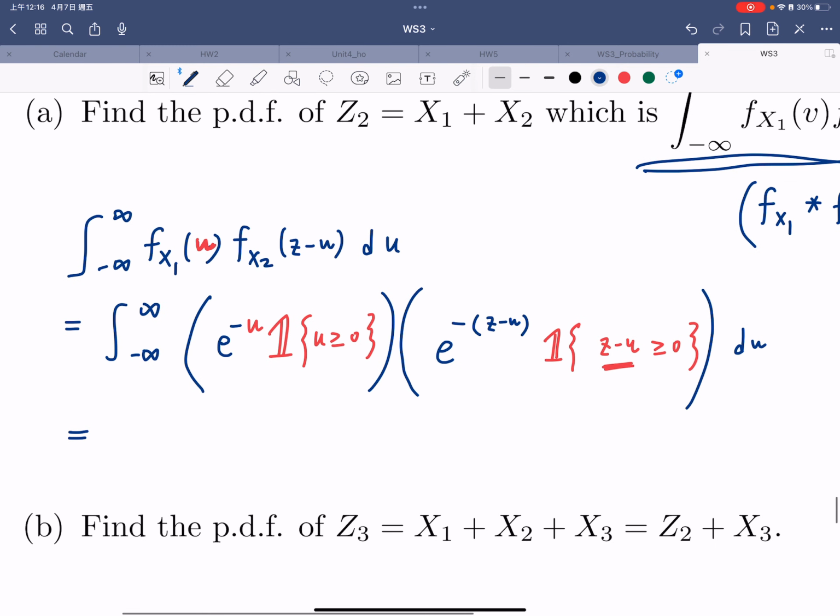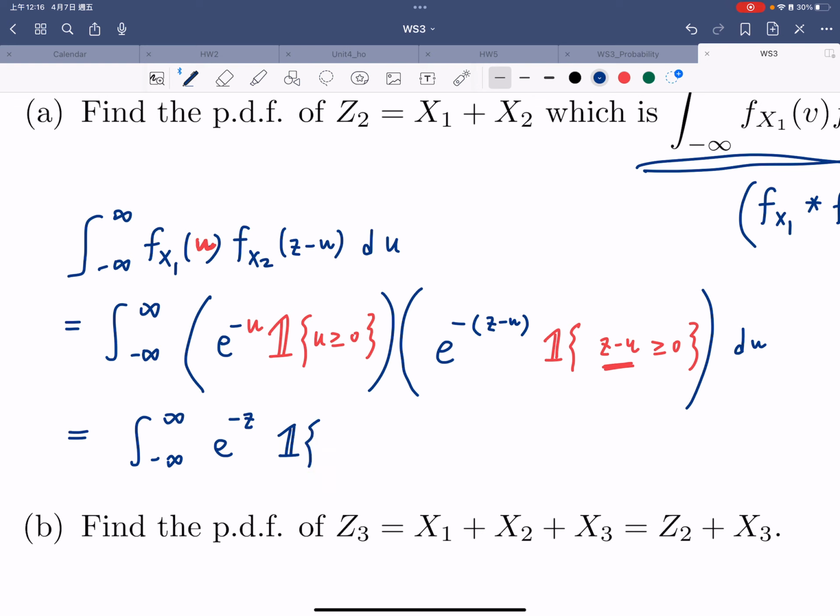Okay, and then these two expressions multiplied together, so it is the integral from negative infinity of exponential negative z, so negative z, negative u, so minus u, so it's negative z, right?